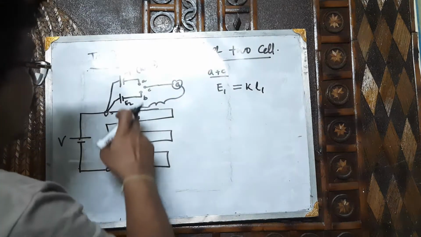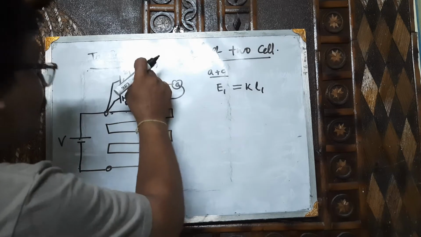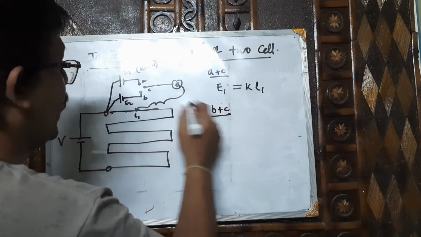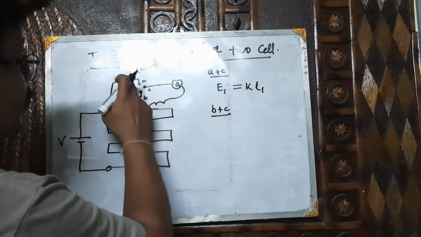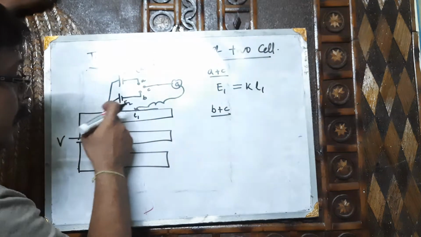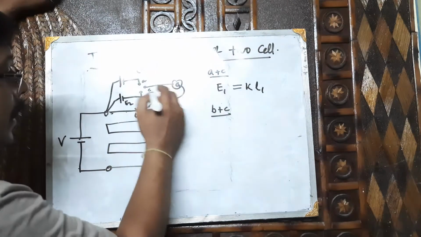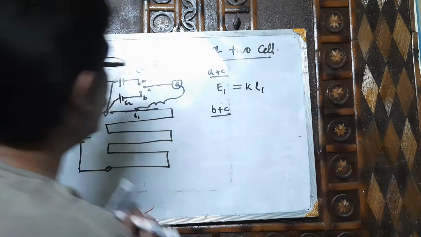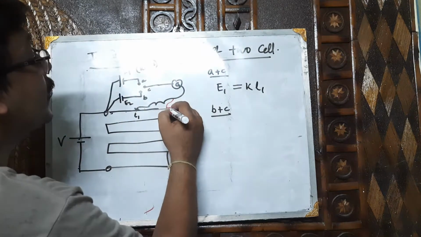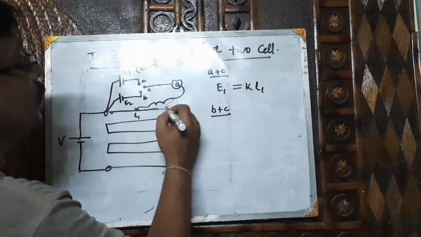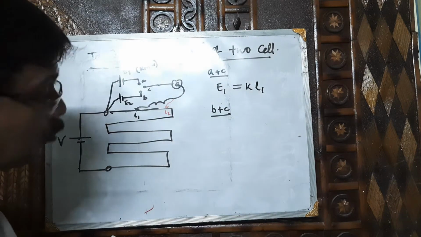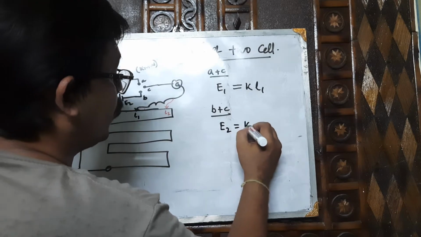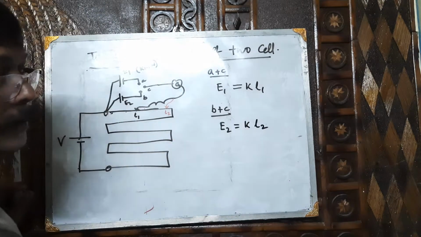Okay. And for the second case, now open A, connect C with B. That means now B and C are connected. So when you connect B and C, automatically E1 is now off, only E2 is acting. When E2 is acting and you are moving the galvanometer over the wire, you want to find out the null point. Suppose at the point L2, you are getting the null point for this E2 battery. So we can write E2 is equal to K into L2. That is another equation, just like the previous one.